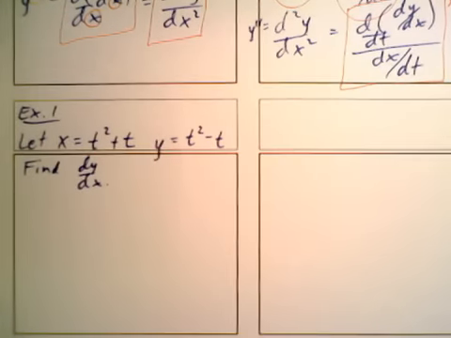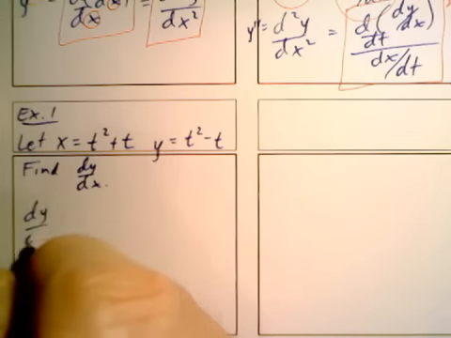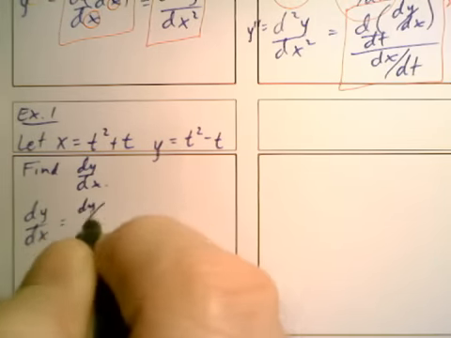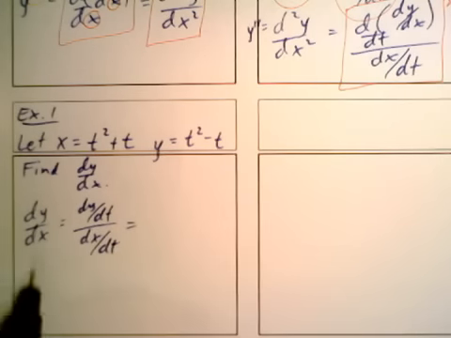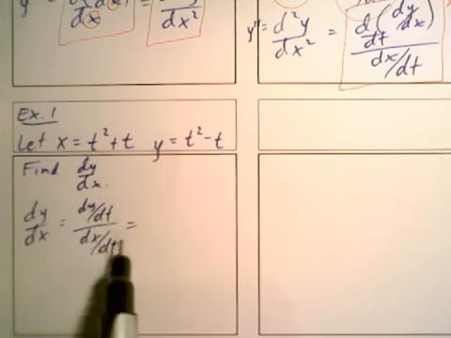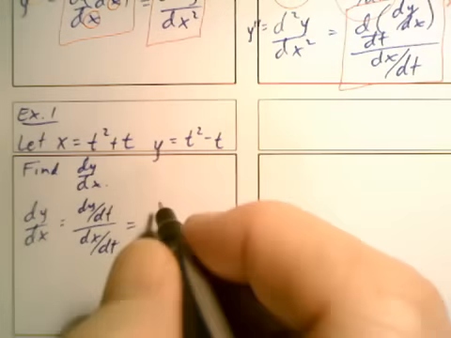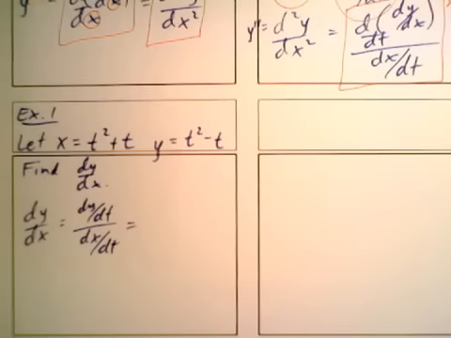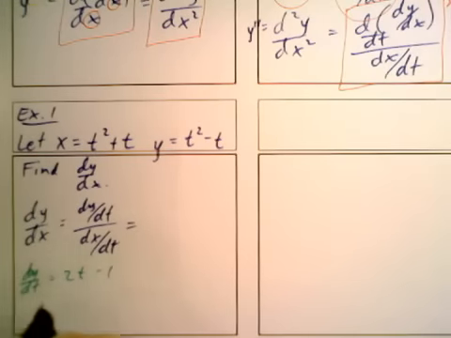Okay, I'm going to give you a couple of suggestions, and I hope you use them because students have a tendency to make mistakes when they don't follow exactly what I say you need to do. Okay, dy dx is defined to be dy dt over dx dt when the equations are given parametrically. And dy dt, let's do that right underneath. In fact, let's do that in green. Dy dt is 2t minus 1.